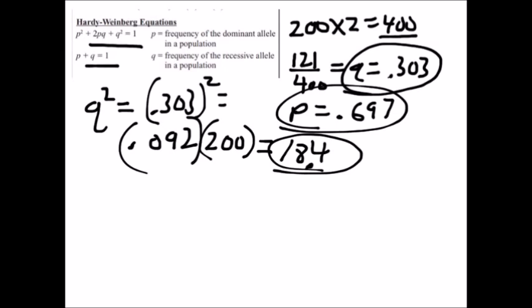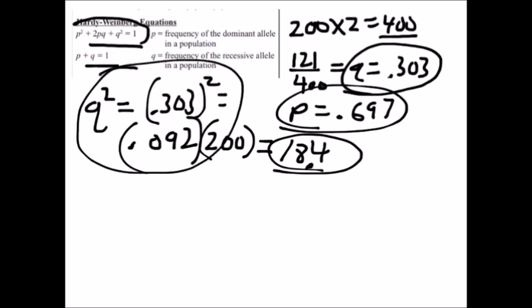Final thing we wanted to find were the genotypic frequencies. Remember that this equation up here is our genotype equation. We've already answered part of this equation. We're trying to find the frequency of homozygous dominant individuals, heterozygous individuals, and homozygous recessive individuals. Right here, we found the frequency of homozygous recessive individuals, q squared. So q squared came out to be 0.092.